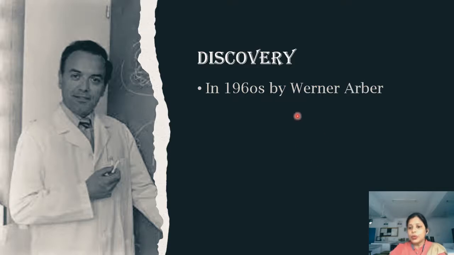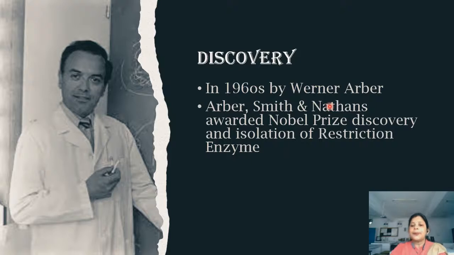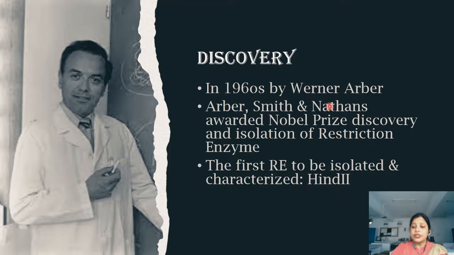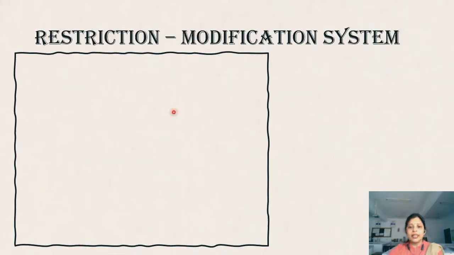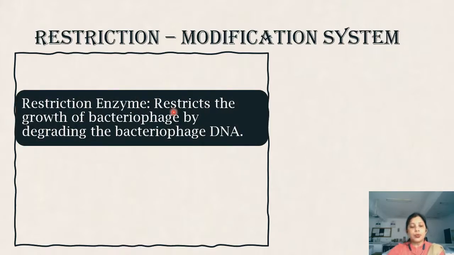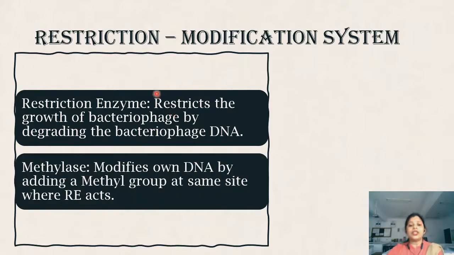So as a part of this restriction modification system, Werner Arber in 1960s discovered restriction enzymes. They were awarded Nobel Prize for the discovery and isolation of restriction enzyme. The first restriction enzyme to be isolated and characterized was HIN2. What is this restriction modification system? This comprises of two enzymes working together, the restriction enzyme and the modification enzyme, which is the methylase.